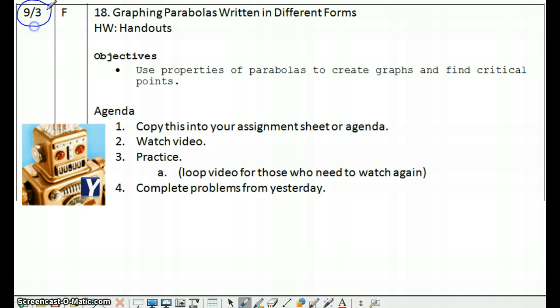Today's the 3rd on a Friday. Please copy this down so that we can get started. After you finish watching this video, I'm going to go through examples 1 through 3. You're going to start to practice, and we could also loop the video if anybody wants to watch this again while everybody else is practicing. If we finish with these problems, I'd like you to complete the problems from yesterday.